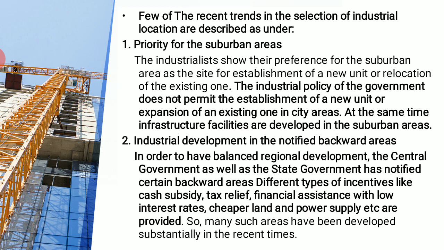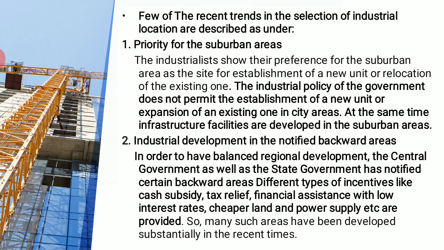Initially what used to happen, the trend was that we may select from any of the city area. Why city area? Because it is facilitative. Most of the time it is facilitative, and it becomes easy for any unit to go for the city areas, because so many things, or the amenities, are available as compared to suburban areas. But now in the recent trend, suburban areas are also growing fast. That is why the industrialists show their preferences for the suburban areas as the site for the establishment of a new unit or relocation of an existing one.